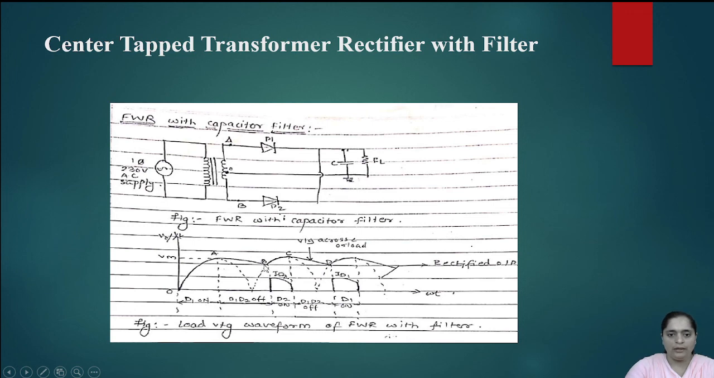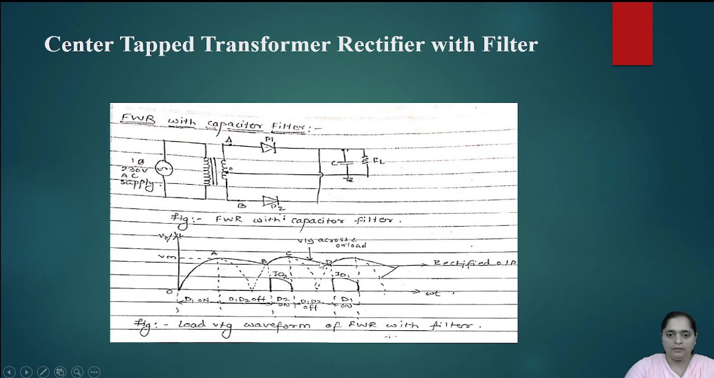In the negative cycle, we know that diode D2 is in forward bias state, meaning it is in conduction. Therefore, again our capacitor gets charged, meaning the portion B to C indicates the charging of the capacitor. Again here at point C, the capacitor voltage becomes equal to Vm, the peak voltage. But after this point, the C to D portion indicates the discharging of the capacitor.